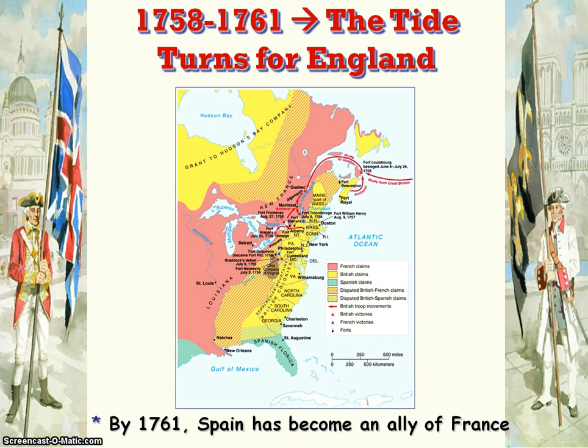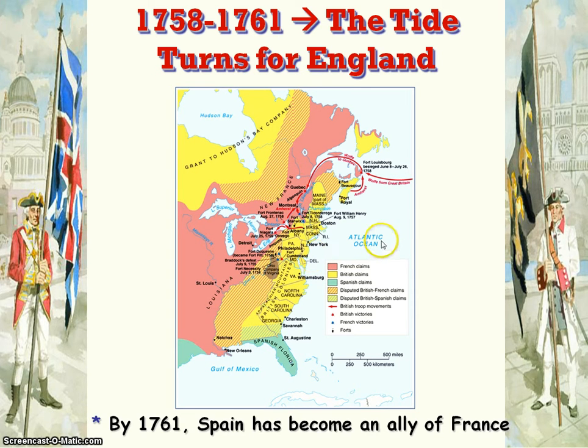In 1758 and 1761, the tide turns for England. By 1761, Spain has become an ally of France, and that becomes a problem. Spain starts to help out France, and so if the French lose, guess what? Spain's going to pay a price for that. And next thing you know, that's exactly what happens. Spain helped out the French, and they lost.